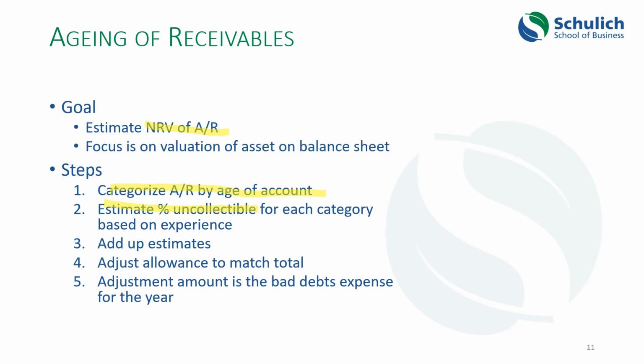Once you've categorized everything and estimated the uncollectible portion of it, you just add up those estimates, adjust the allowance for doubtful accounts to match the total, and that gives you your amount for accounts receivable for the year. What happens in the income statement? Well, the amount that you adjusted the allowance by becomes your bad debts expense. Let's look at that calculation in more detail.